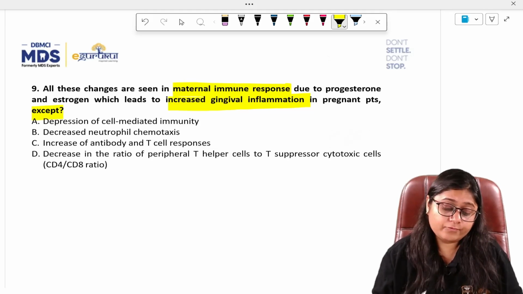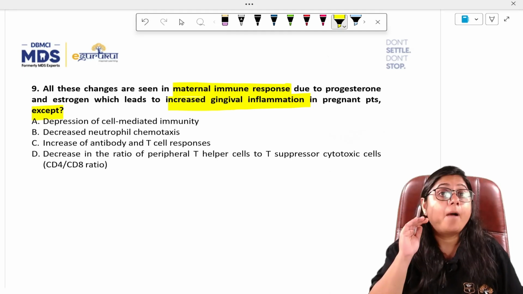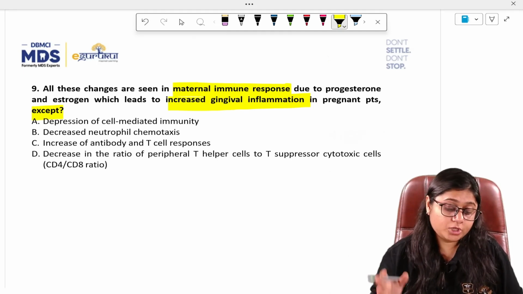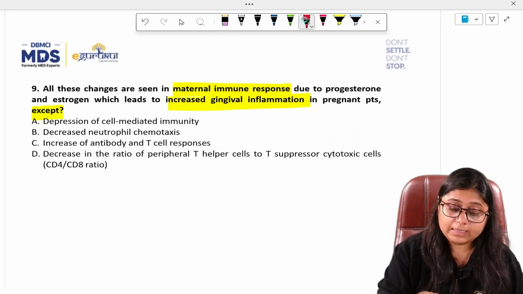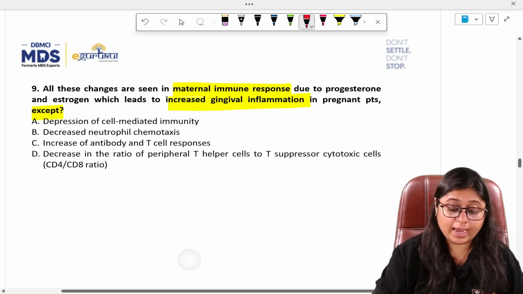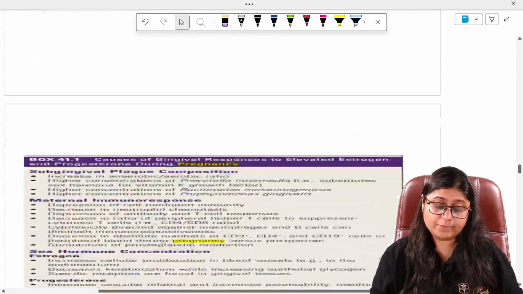Now, looking at these four options, you can clearly make out that options A, B and D point towards decreased immunity, and option C only points towards increased immunity, right? So just by logic, even without knowing the topic, you will know that the answer to this question is option C.